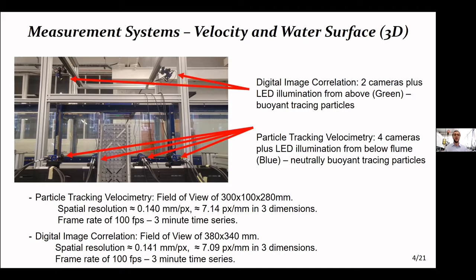This allowed us to have a volume of 300 millimeters in streamwise direction, 100 in the vertical, and 280 millimeters in the spanwise direction, and a spatial resolution of 0.14 millimeters in the 3 directions. The surface was studied using DIC, digital image correlation, composed of 2 cameras and green LEDs that illuminated the surface from above.